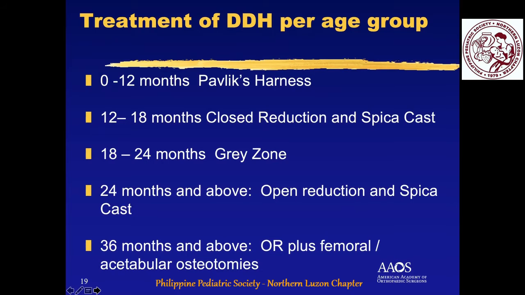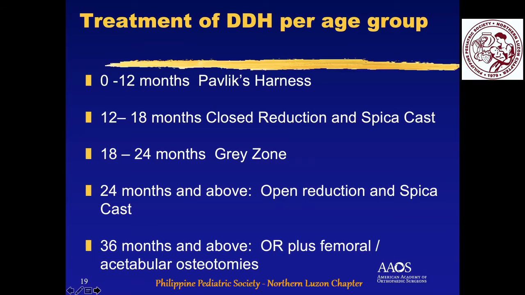So the important thing to recognize about DDH is that the treatment varies per age group. In very young patients, less than 12 months old, you'll be able to treat this with the Pavlik harness, which is just a strap, a brace that the baby wears, and you can actually carry him around in this harness.